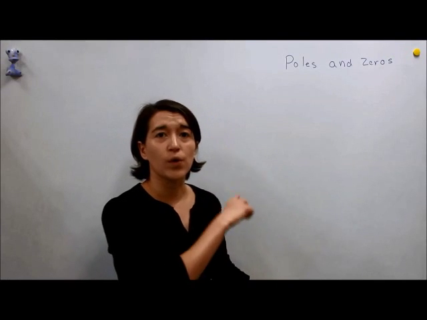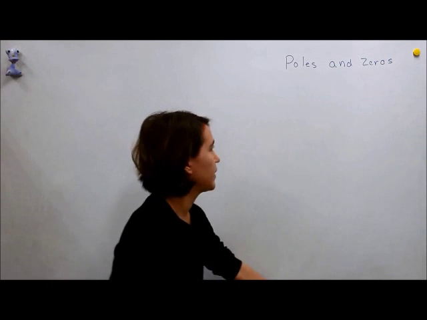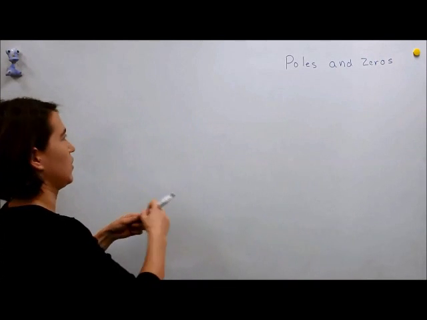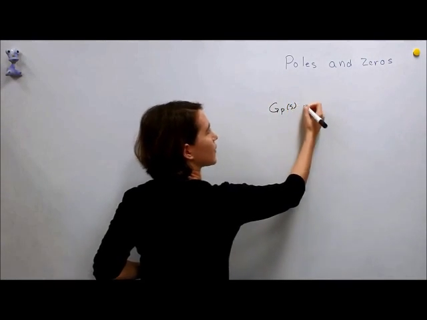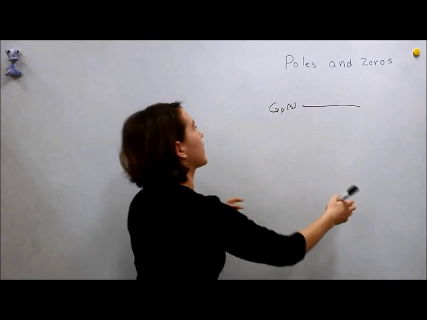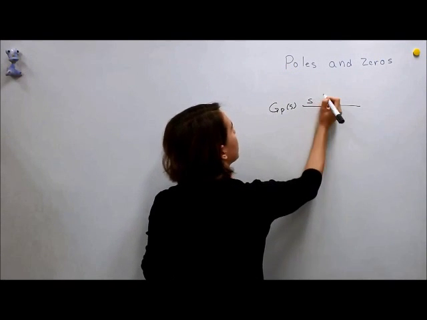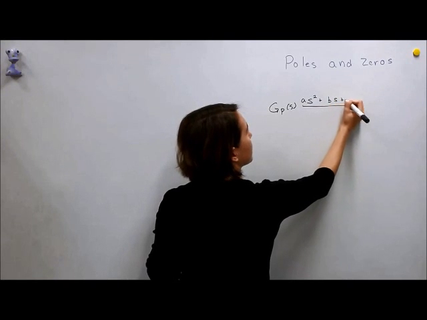And we're going to look at the poles and zeros of a system. So we're going to define that right now. In a transfer function, we usually have, let's say you have a plant, some transfer function. We usually have a numerator and a denominator. And usually it's something, let's say, as squared plus bs plus c.